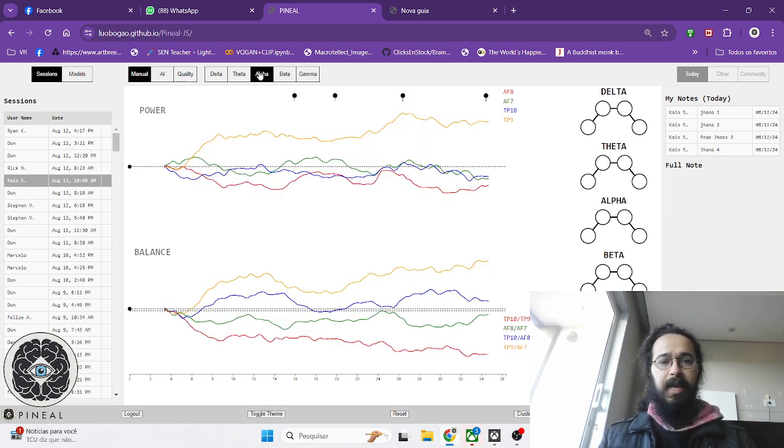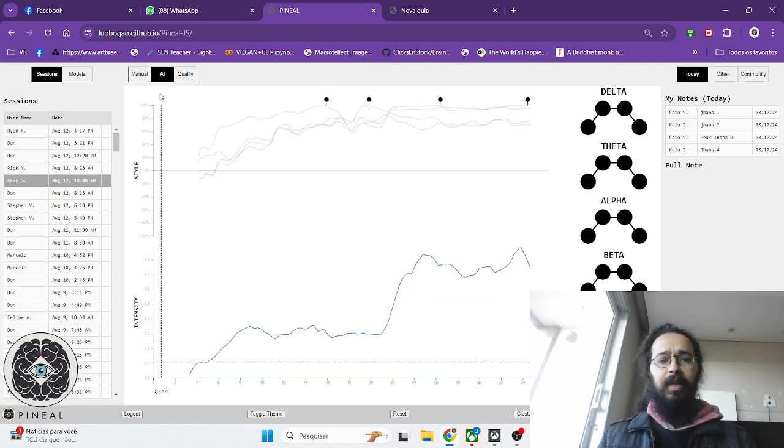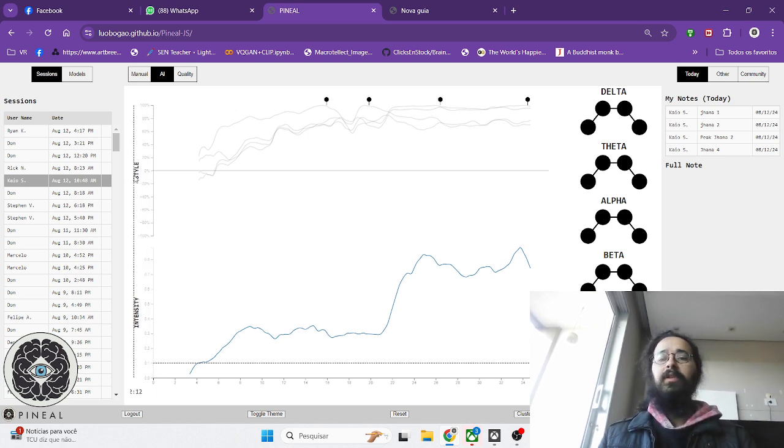We talk about the bands, we talk about the types of graphs, power in a relative sense, balance in the lateralization sense, right and left lobes of the brain. And we have the AI area. So in the AI area, first we need to talk about this graph. This is called style. So our system can check if we are developing a specific style of practice.